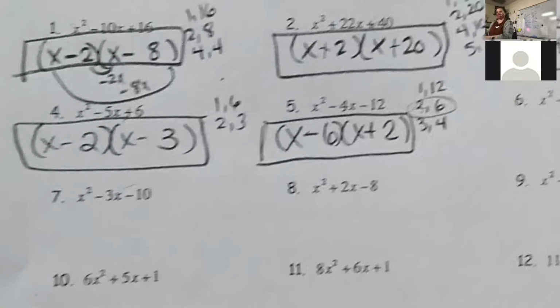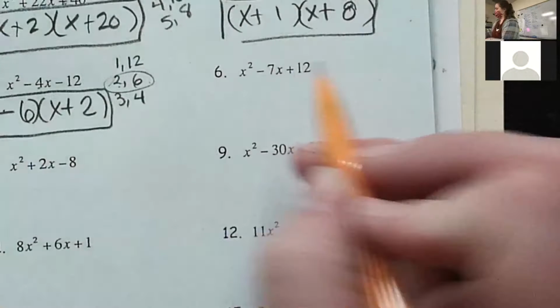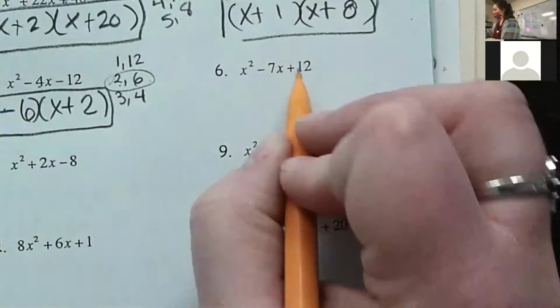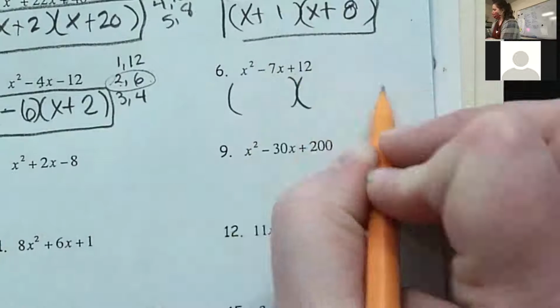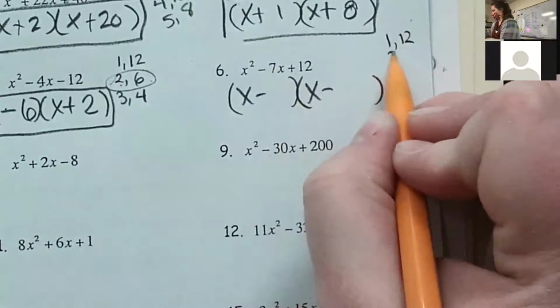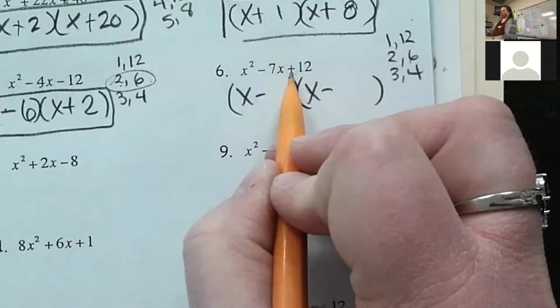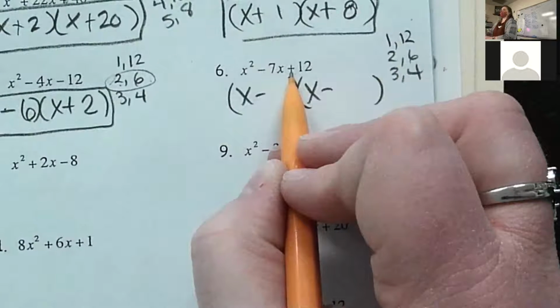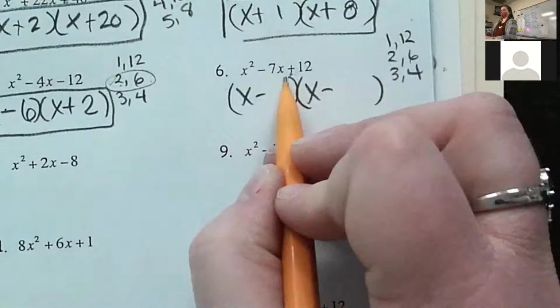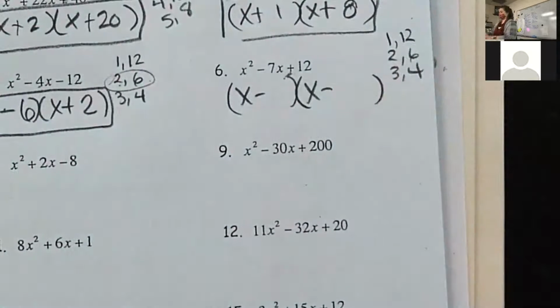Let's do number 6. This plus sign means that they are what? The same. The same, and they're both going to be what? Negative. So we have x minus and x minus. 1 and 12, 2 and 6, 3 and 4. Because this is a plus sign, I need to think what? Adding. Which one of these are going to add to get you to 7? 3 and 4.